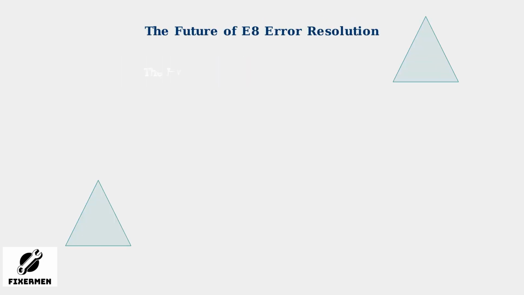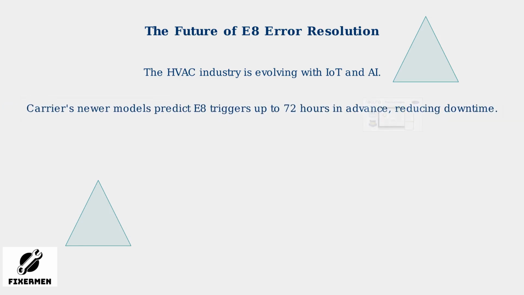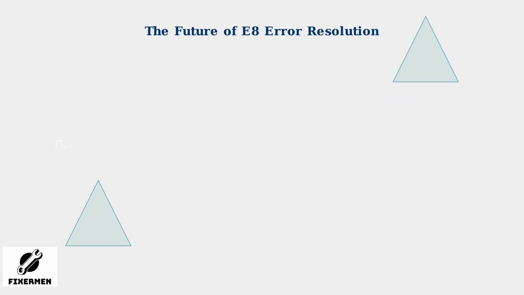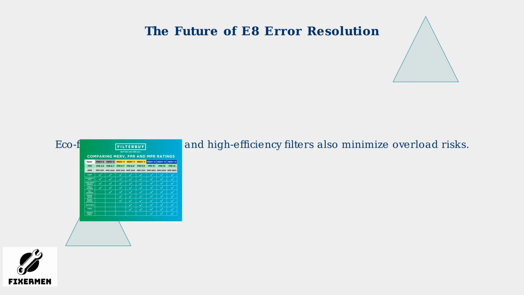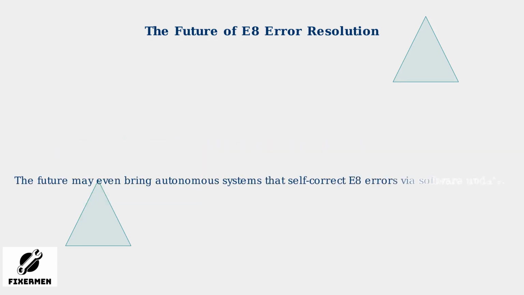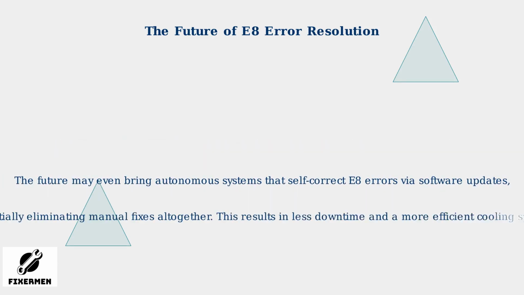The HVAC industry is evolving with IoT and AI. Carrier's newer models predict E8 triggers up to 72 hours in advance, reducing downtime. Eco-friendly refrigerants and high-efficiency filters also minimize overload risks. The future may even bring autonomous systems that self-correct E8 errors via software updates, potentially eliminating manual fixes altogether.